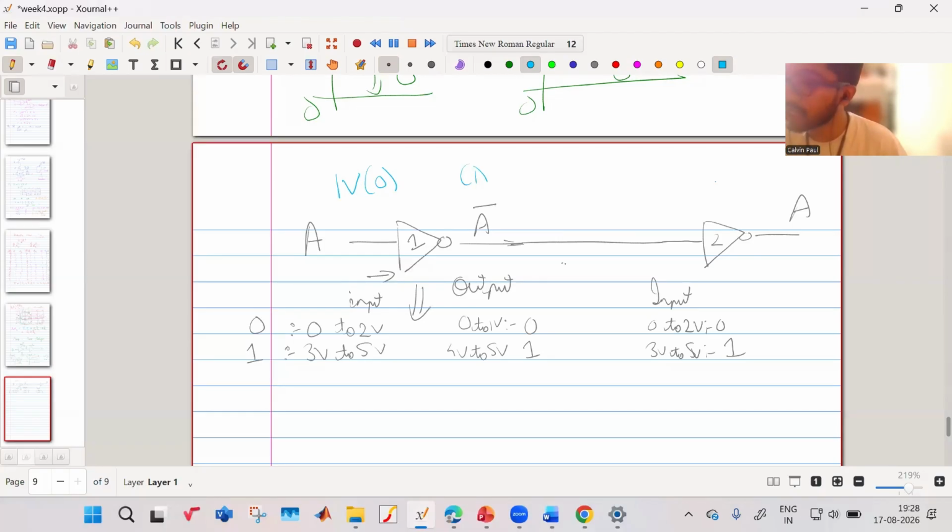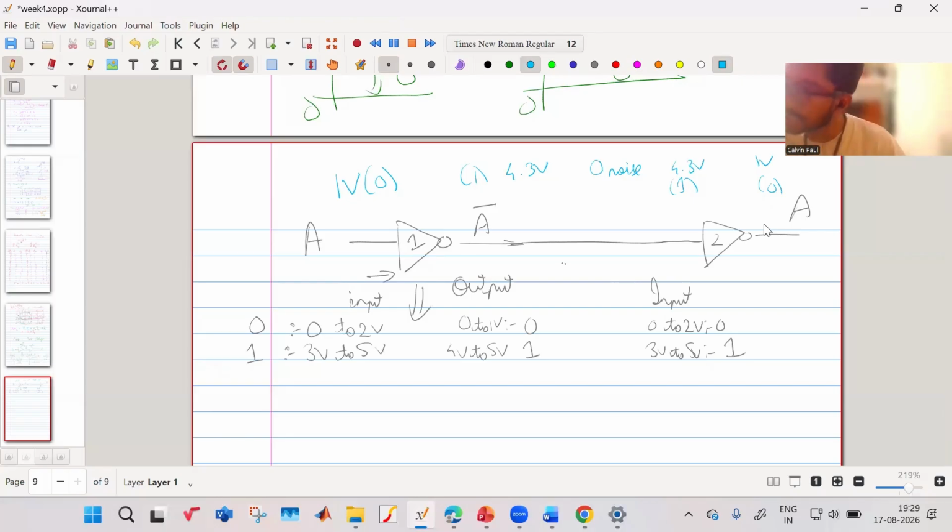So let us say that your signal comes out to be 4.3 volt. Assume there is no noise, zero noise. So your signal over here comes again 4.3 volt. If I give 4.3 volt over here, this will detect it as 1, and then it will give an output of 0, which is between 0 to 1 volt. Let us say it gives you an output of 1 volt.